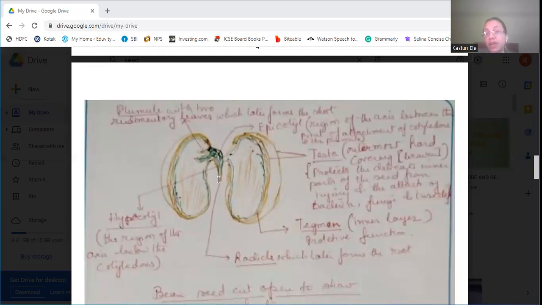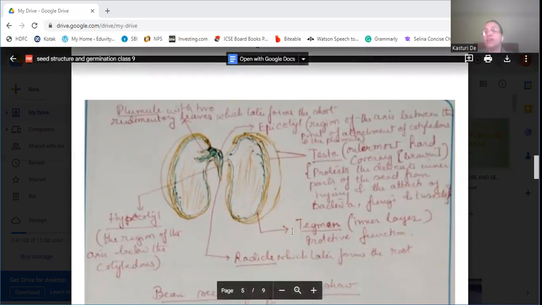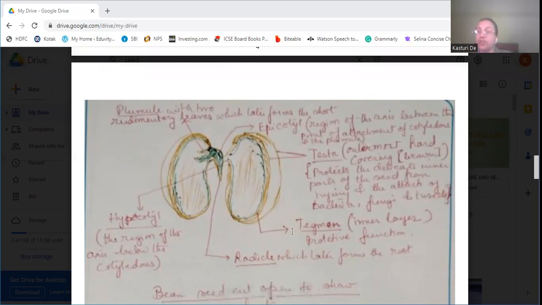Now, in between the leaves and the pointed structure, there is a curved wide portion. The curved wide portion which is attached to the plumule is the epicotyl. And just below the epicotyl lies the hypocotyl, which is attached to the radicle. Now what is epicotyl and what is hypocotyl? Epicotyl is the region of the axis between the point of attachment of the cotyledon and the plumule. The plumule and the cotyledon are attached by an axis, which is known as the epicotyl.